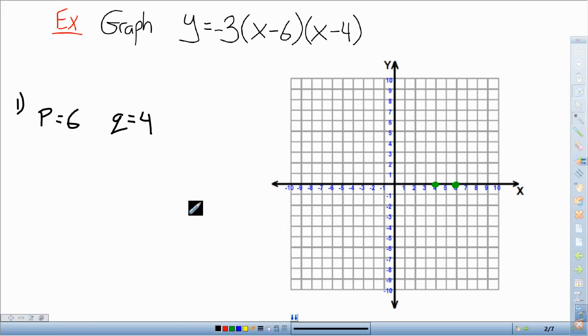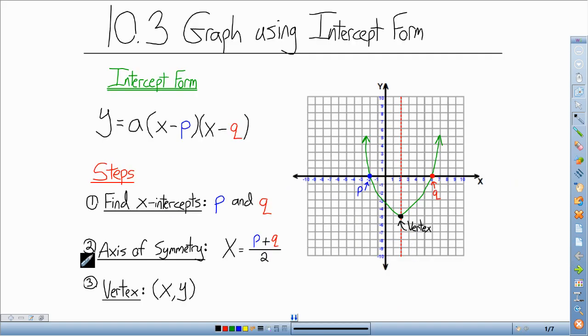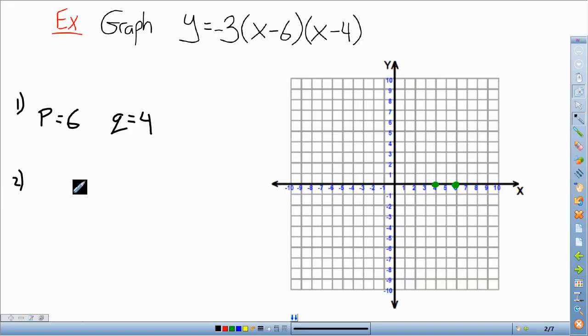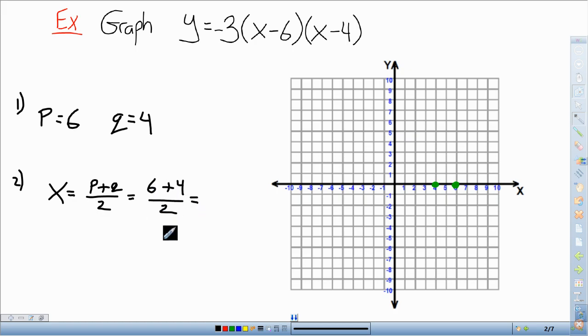So there's step number one, pretty quick. Step number two is finding our axis of symmetry by using this easy formula, x equals p plus q divided by 2. If you want to, in your notes show yourself the formula really quick, so x equals p plus q divided by 2. We can plug in our values here. P is a 6, q is a 4, divided by 2. 6 plus 4 is 10. 10 divided by 2 gives us 5.